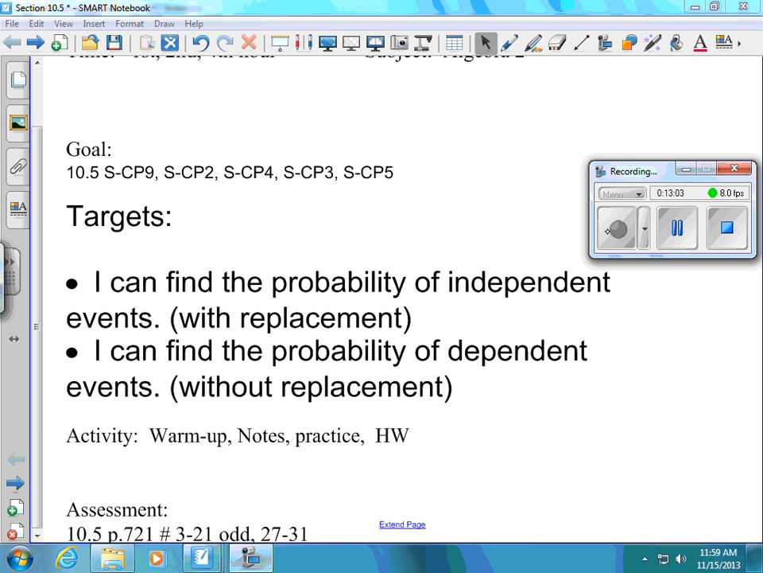Okay, so here are our targets. I believe we adjust them, and we're going to reinforce them tomorrow in class. First one, I can find the probability of independent events with replacement. We did that, independent events and independent probabilities. I can find the probability of dependent events, that's without replacement. We discussed the differences between those and how the formula is slightly different for each one. Have this for me tomorrow, and we'll see you then.